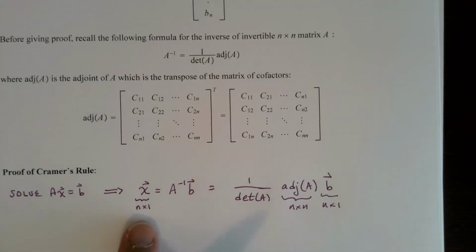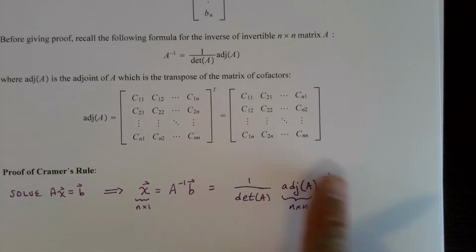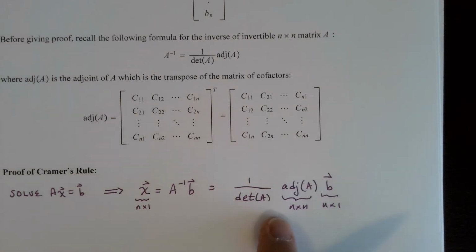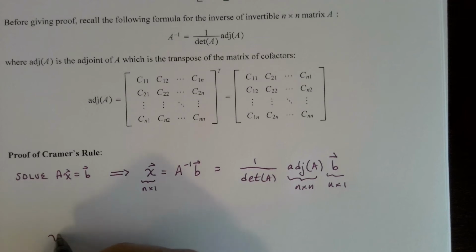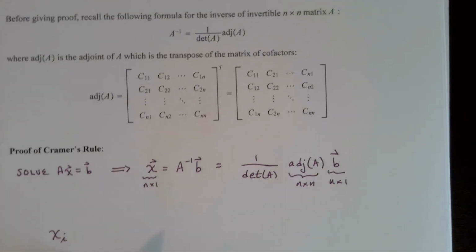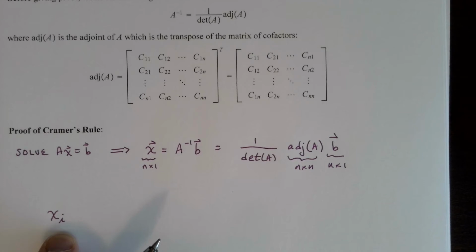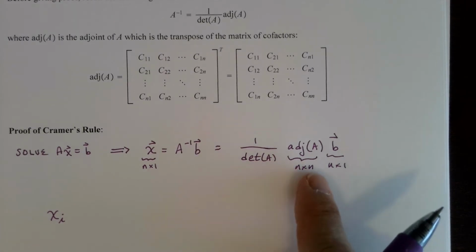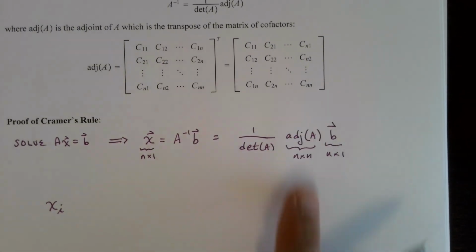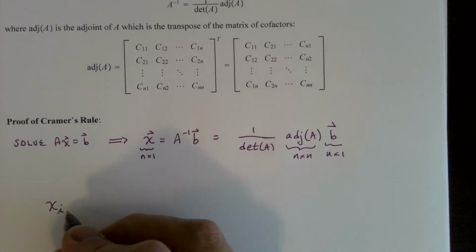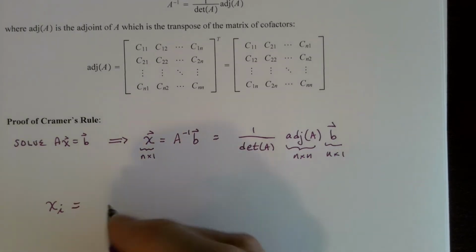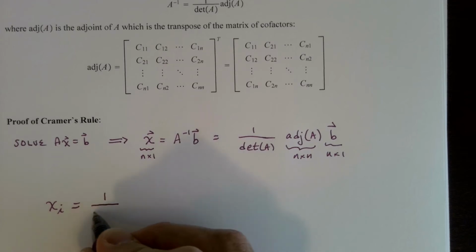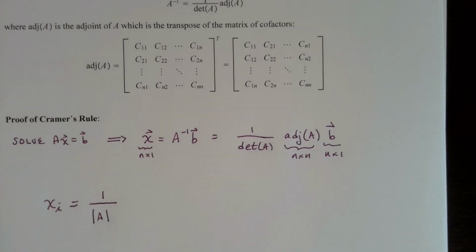Okay, but what I want to look at now, so this is an n by 1 column vector, and I want to look at an arbitrary entry. I want to look at x sub i. What's the ith entry? So that's counting the entry going down the row. So x sub 1 would be the entry in the first row, x sub 2 would be the entry in the second row, and so on, because this is an n by 1 column. And what is this going to be equal to? Well, it's a scalar multiple, 1 over the determinant of A, and I'll just write this a little bit shorthand, determinant of A this way.